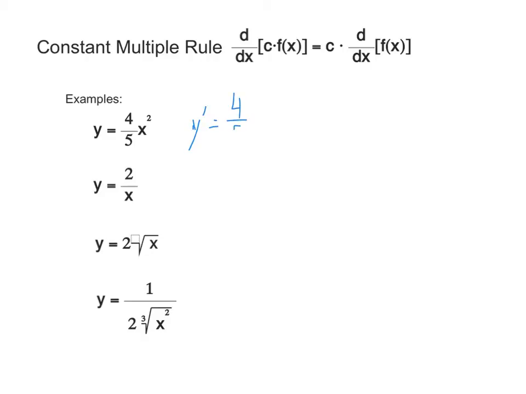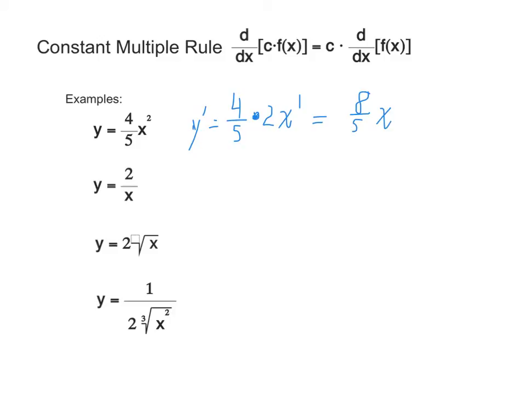Okay, 4/5 stays right in the problem. And now I'll do the power rule with the remaining variable. 2 comes down in front, and I'm going to subtract 1 from the exponent. The constant multiple rule tells you to multiply those two values together. So this answer is going to be 4/5 times 2, or 8/5 x.